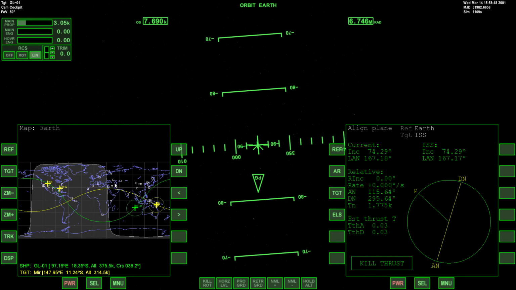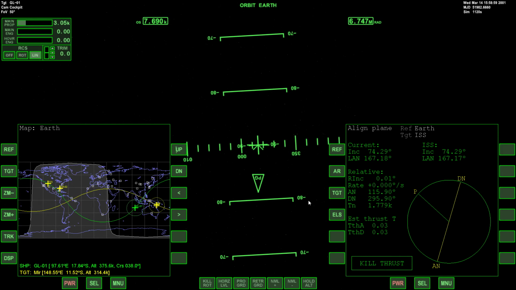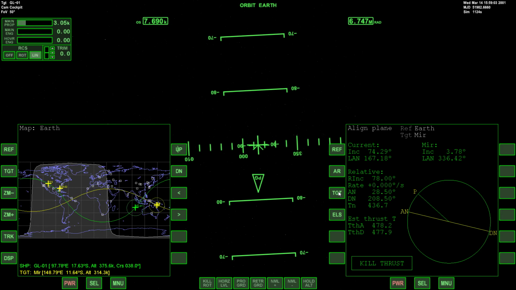and wow, see the difference? This is our orbital plane right here, and this is Mir's, and they are drastically different. So that means that's going to take a huge burn if we wanted to align our plane with Mir. And we can confirm that if we come over to the Align Plane MFD and target Mir.